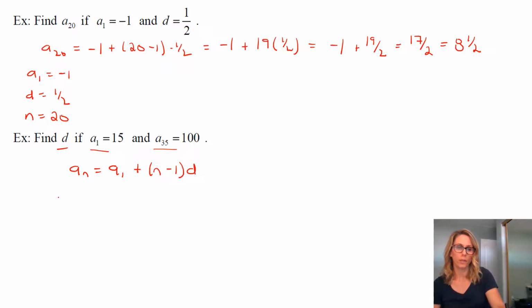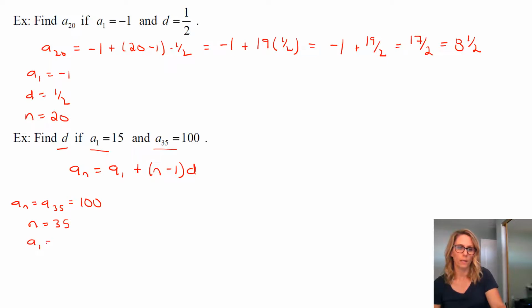So notice that we do have an a sub n. We have basically that a sub n is a of 35, which is another value in the sequence, and that's 100. So we know that we have a value. That would tell us that our n is 35.